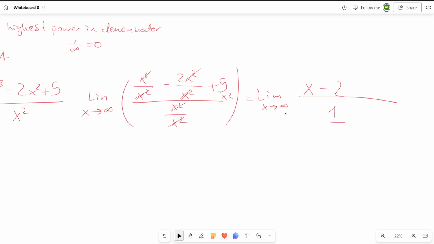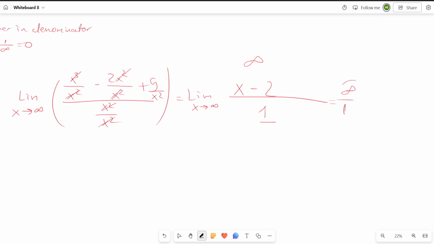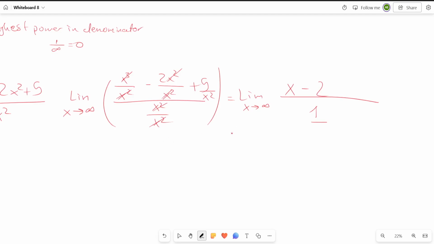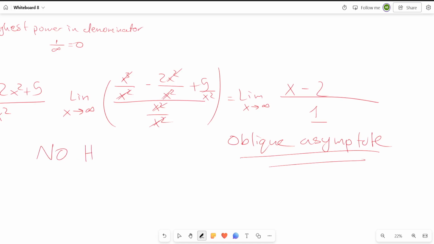Okay, now taking the limit as x approaches infinity is basically going to tell me that my numerator is infinity, so it's basically infinity over 1. In this case, we do not take the horizontal asymptote as infinity over 1 because this doesn't make sense. This indicates that there is another type of asymptote called an oblique asymptote. And I'm going to teach you how to find the oblique asymptote in the next video. However, over here, if the question is asking, is there any horizontal asymptote? Your answer is no horizontal asymptote.